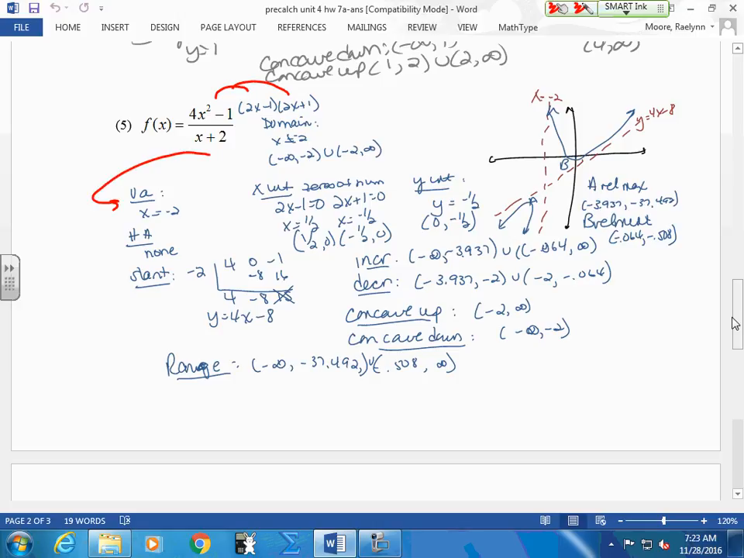And we say the degree in the numerator is greater than the degree in the denominator, so we have no horizontal, but we do have a slant. So synthetically divide and get rid of the remainder. And put it in your y2.